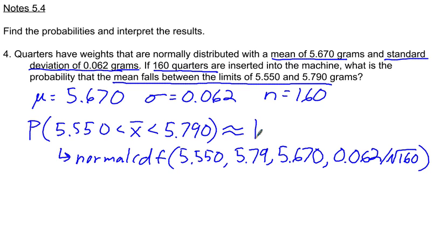It equaled 1. It's very likely that the mean of 160 quarters falls between 5.55 and 5.79 grams. It's not exactly 1 because that would guarantee it, so we don't want to use that language, because there is still a possibility that it won't be in there, but it's extremely close to 1. The calculator didn't even give us scientific notation, it just gave us 1.